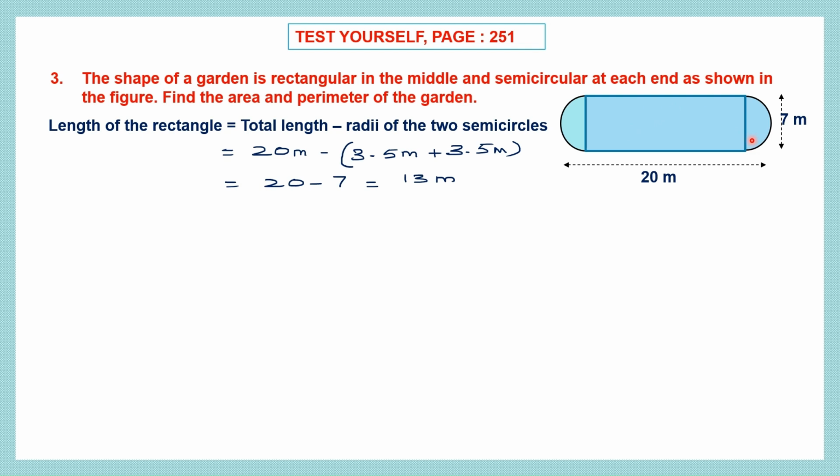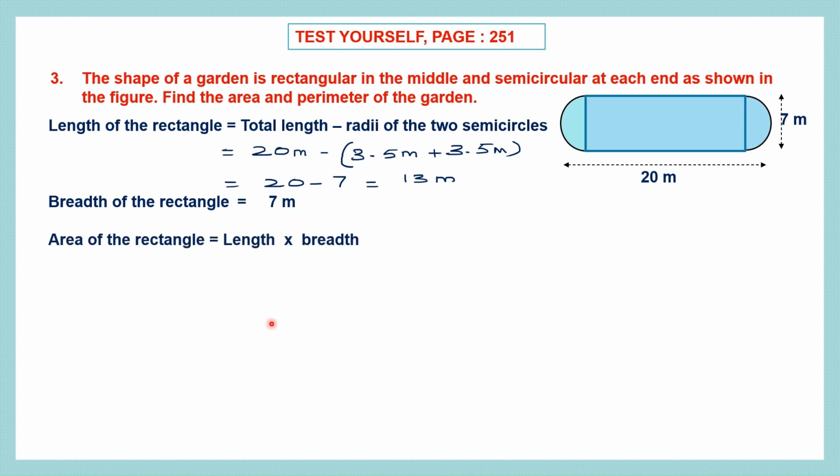Now what is the breadth of the rectangle? Breadth is already given to us here as 7 meters. So breadth is 7 meters. Now we can find the area of the rectangle by using the formula length into breadth. And length is 13. Breadth is 7. 13 into 7 is 91. And since it's the area, we say meters square. So we have found the area of the rectangle. So this portion we have found.